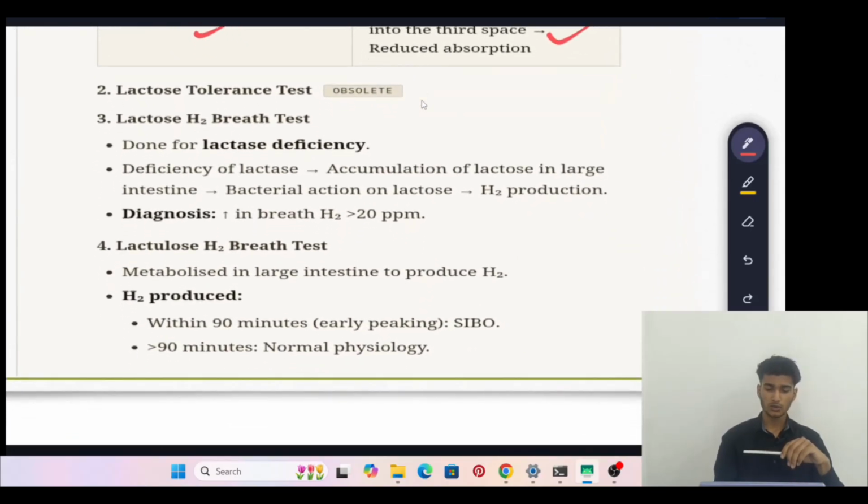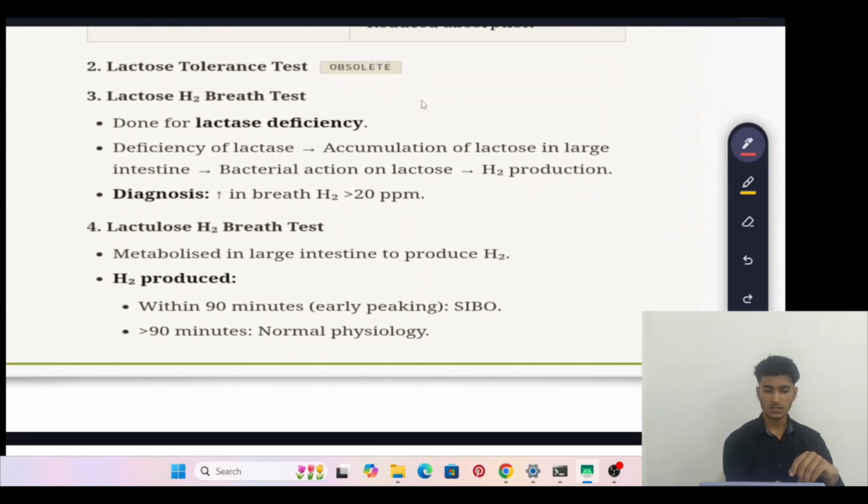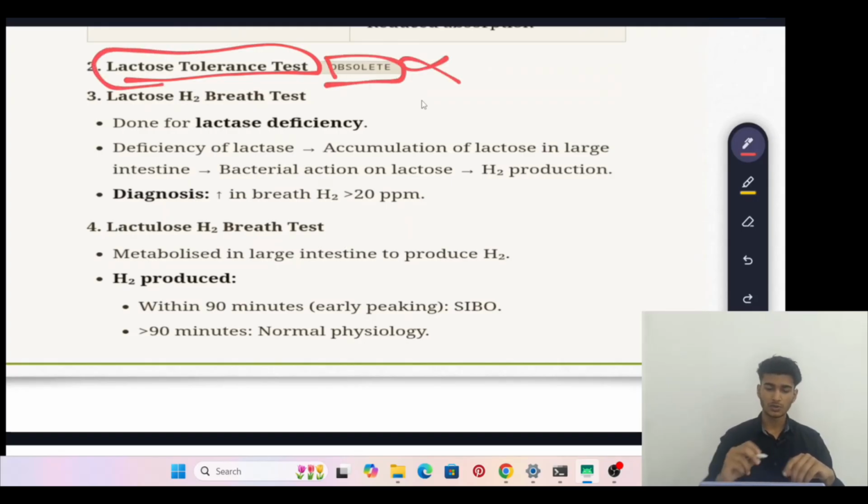Then there is the lactose tolerance test. This lactose tolerance test is generally not used nowadays. It is an obsolete test. Obsolete test means it is generally not used these days. This test is majorly replaced by more effective or less invasive tests. So there is the lactose H2 breath test and the lactulose H2 breath test.